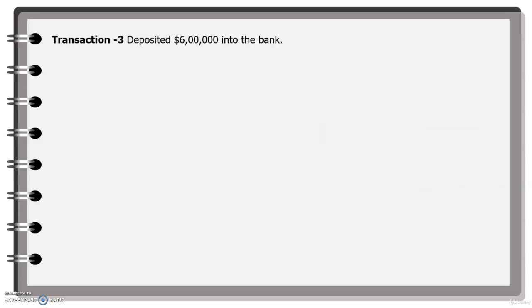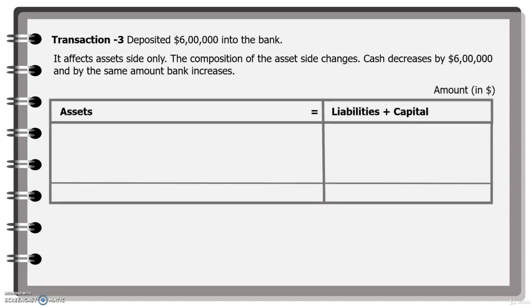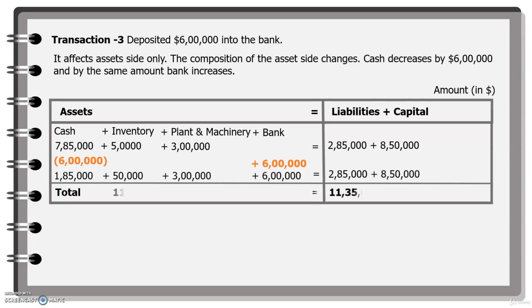Next, transaction 3: deposited $600,000 into the bank. This transaction will reduce the cash and it will increase the bank. So all the effect is on the asset side only. What is undergoing change is the composition of assets. Total assets will not change. Cash will decrease and bank balance will increase. So let's bring the previous equation. This is the equation which we have just solved. From 785,000 we have to reduce 600,000 and add that in bank. Minus from cash, plus with bank, and these are all the remaining numbers, and if you total again, your accounting equation is maintained.